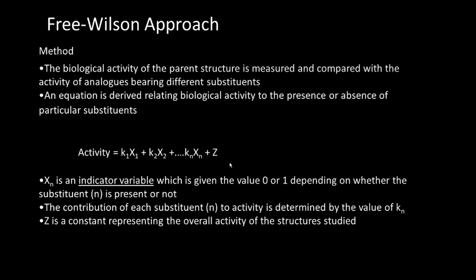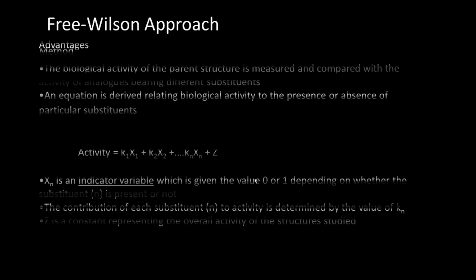Okay, so what we do, we have different substituents coming into the picture. If it's present, K1 or K2 can have a value, otherwise it will become 0. The contribution of each substituent N to activity is determined by the value of Kn. Contribution usually is a constant representing the overall activity of the structure studied.